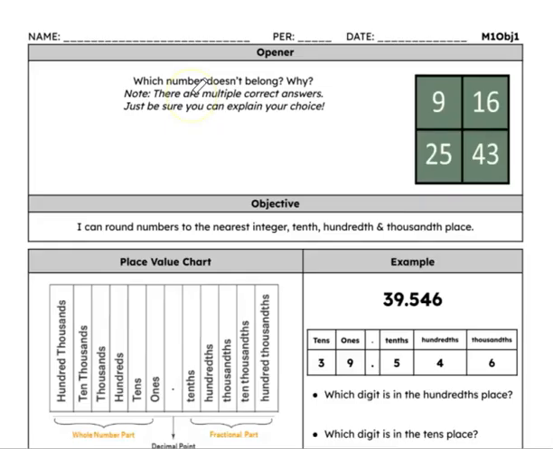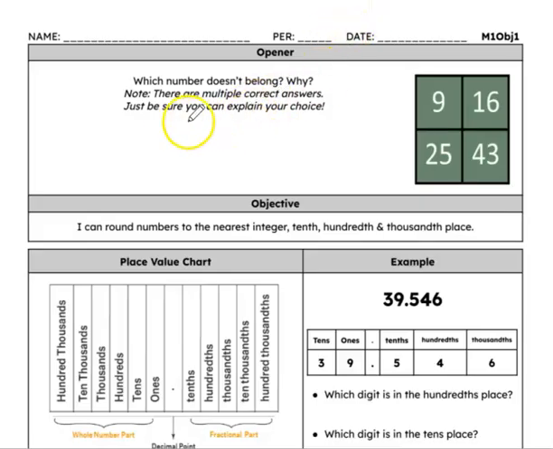The opener is asking which number does not belong and why. You can see there's the numbers 9, 16, 25, and 43. As you are thinking through this, just note that there are multiple correct answers. Just be sure you can explain your choice. I am not going to go over this one.